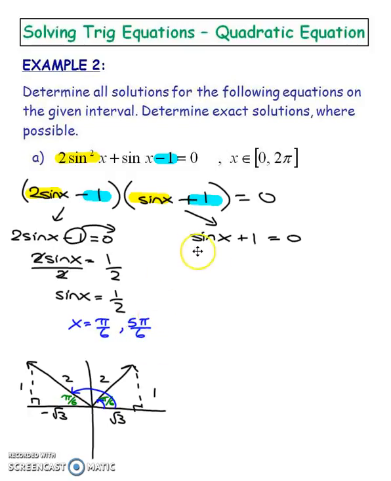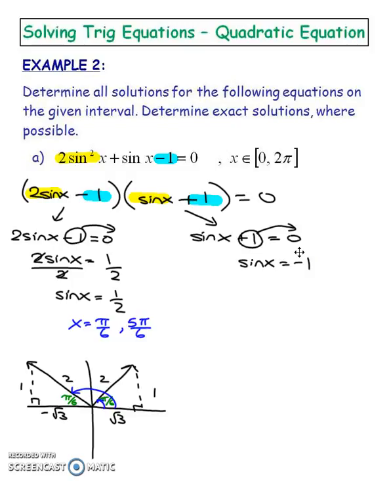All right, now let's take a look at our other one. Move the 1 to the other side, it becomes a -1. And then I'm going to solve. Now this one is a little bit different. I recognize that 1 and 2 are part of the special triangles, but -1, I don't really know if that's part of a special triangle. Neither of the special triangles come to mind.